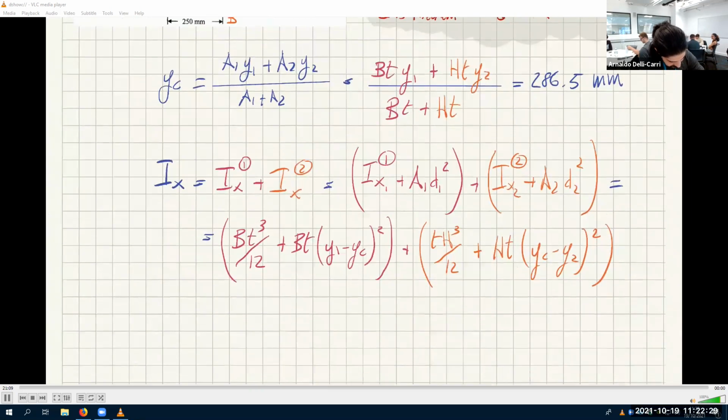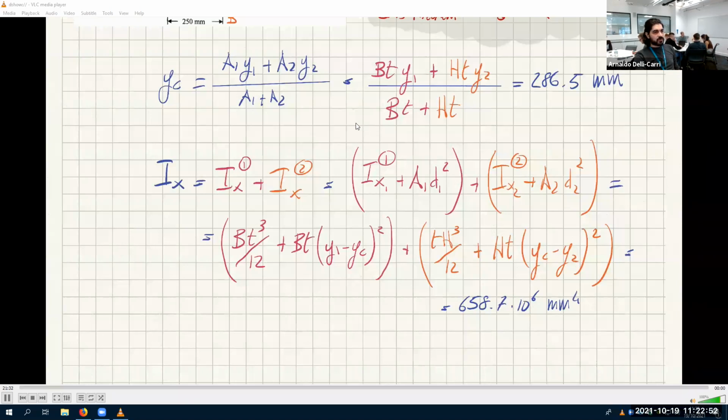so it should not surprise you that this gives you exactly 658.7 times 10 to the power of 6 millimeters to the power of 4. Because remember, the units for second moment of area are millimeters to the power of 4.